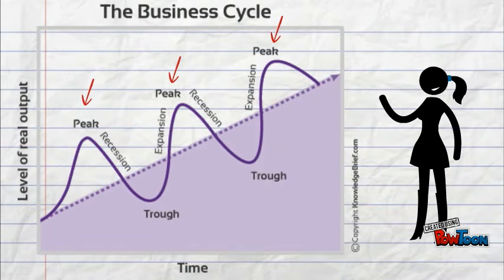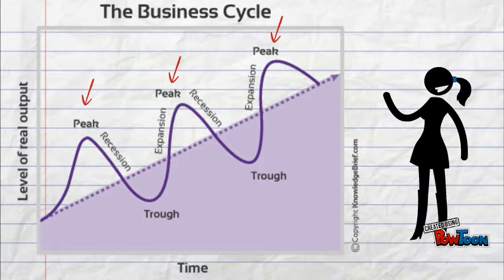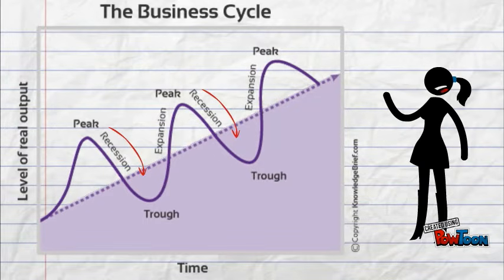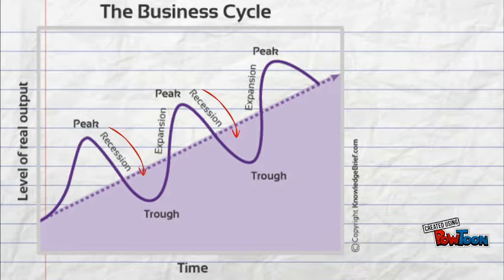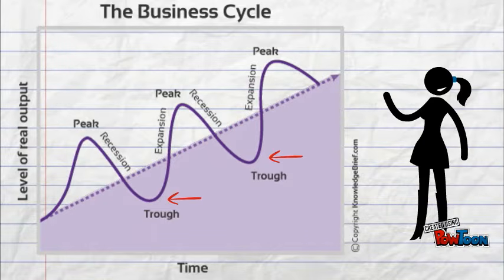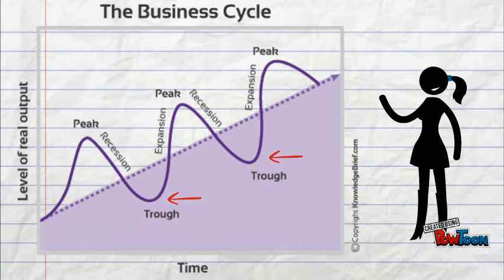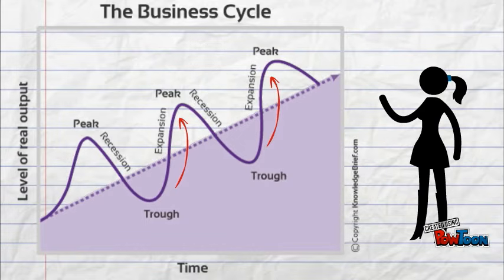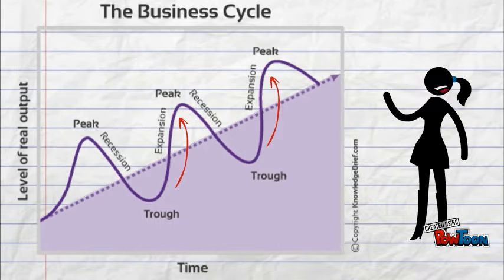Say we start at a peak in the growth rate of an economy. The peak is followed by a downturn in the economy, where there is a declining GDP known as a recession. Eventually, this will hit a low point known as a trough. Afterward, the economy will begin to recover and expand until once again it hits another peak, and so the cycle continues.